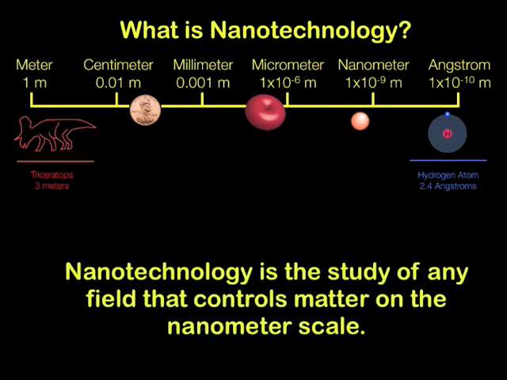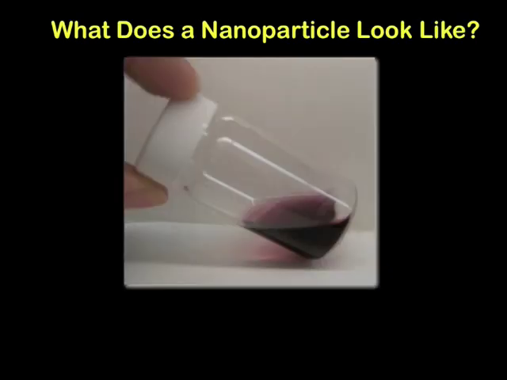Nanotechnology is the study of any field that controls matter on the nanometer scale. However, trying to visualize a nanoparticle, as you might guess, is quite difficult. How do you see something which is 5,000 times smaller than the thickness of your hair?